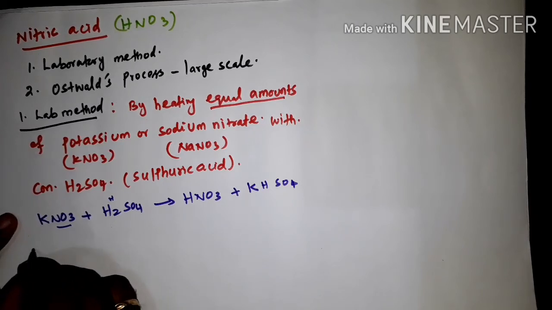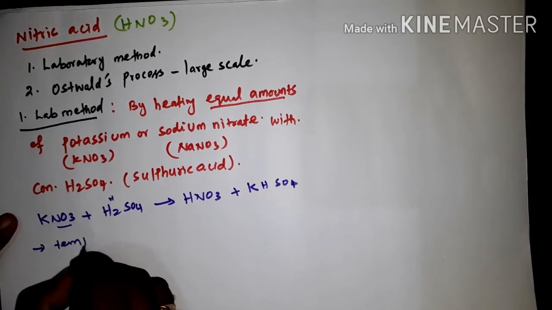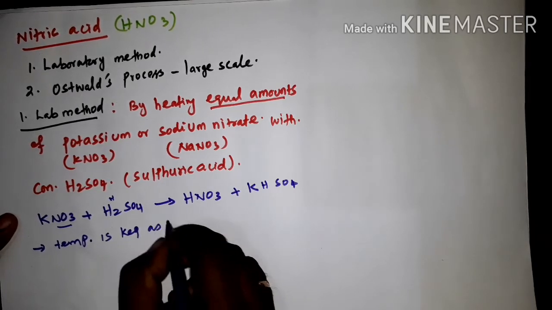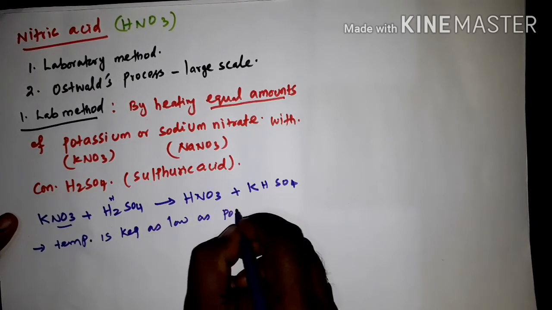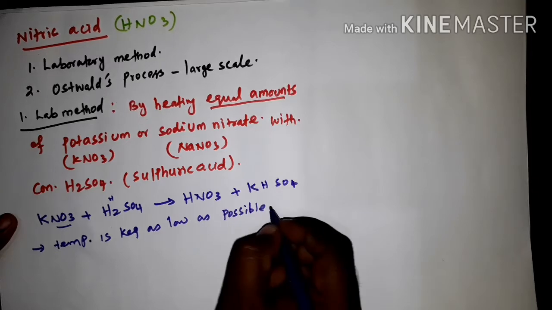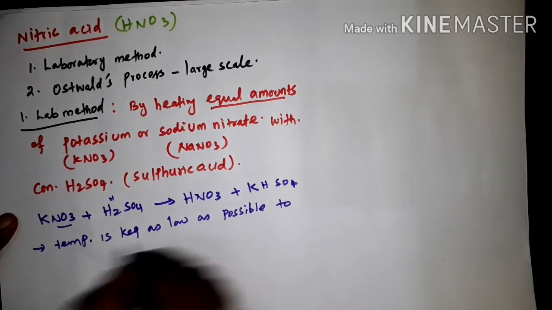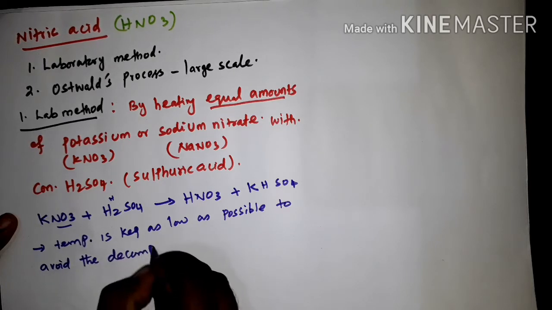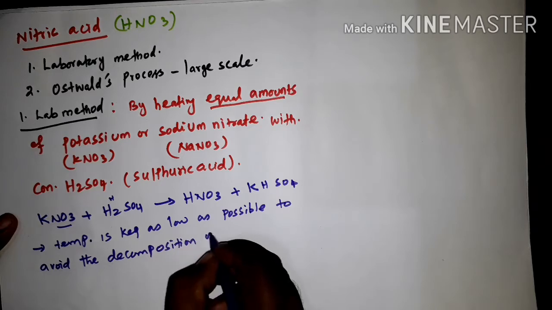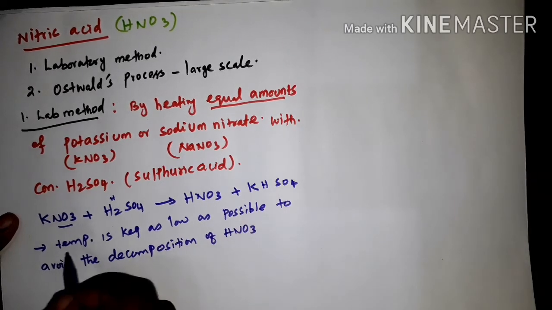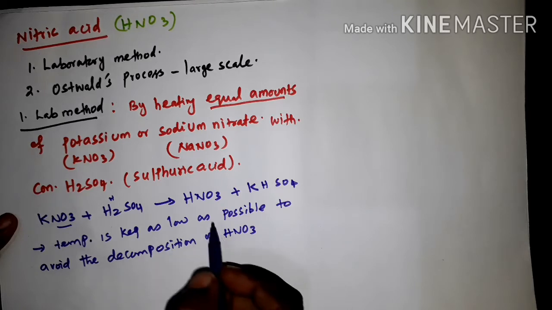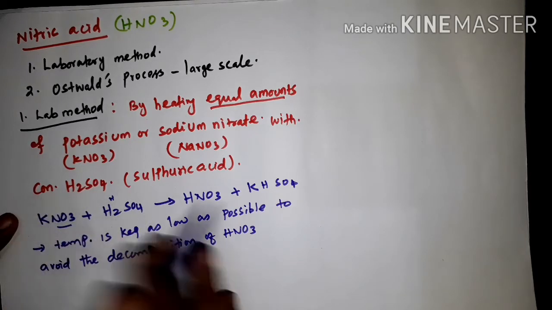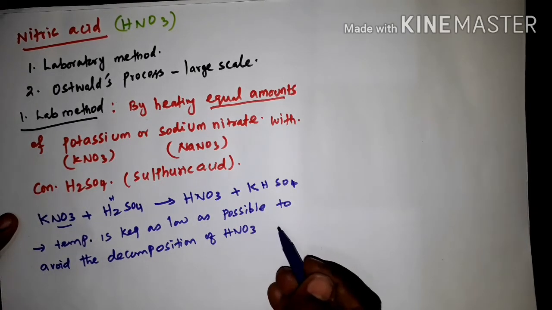The temperature is kept as low as possible to avoid the decomposition of nitric acid. Clear? So the temperature must be kept low. Usually the reaction takes place by heating, but you have to keep the temperature as low as possible to avoid the decomposition of nitric acid.